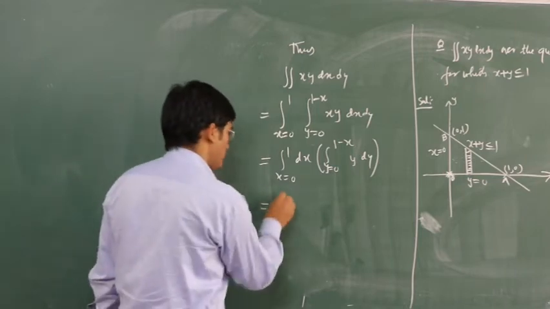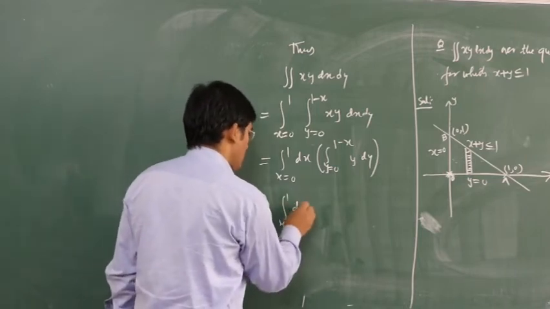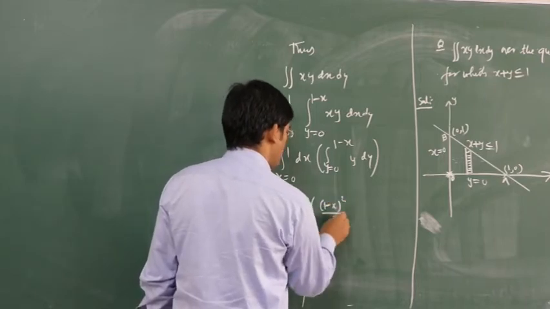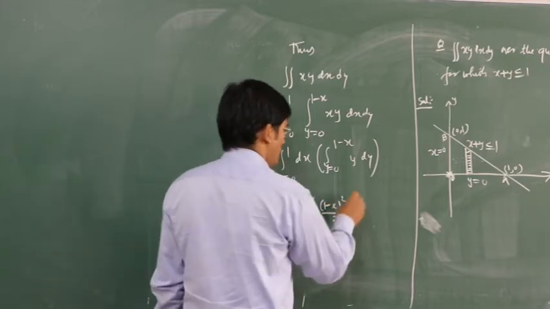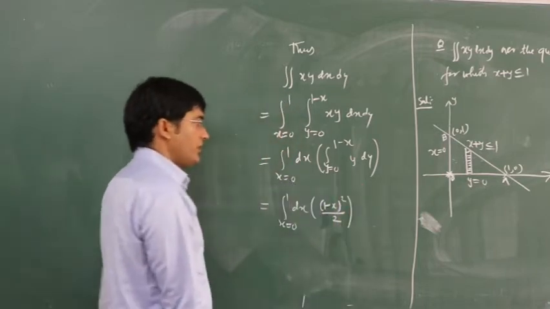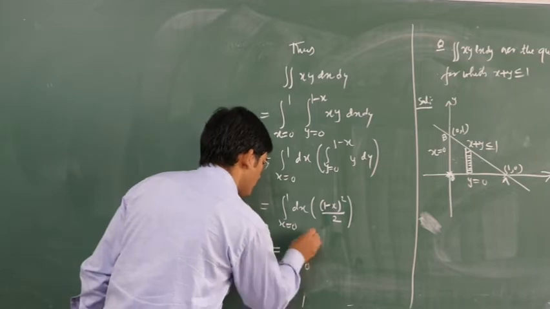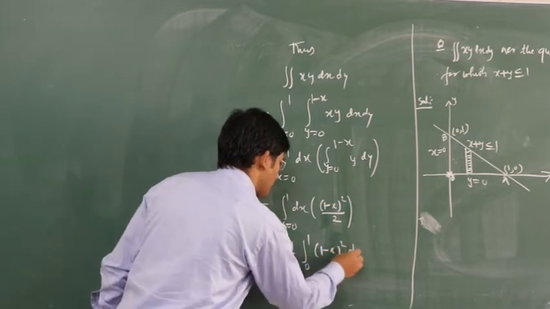y square by 2. For the upper limit we will have (1 minus x) whole square upon 2, and your lower limit is 0, because if you put y equal to 0 we will get 0. So this is equal to 1 by 2, integral from 0 to 1, (1 minus x) square dx.